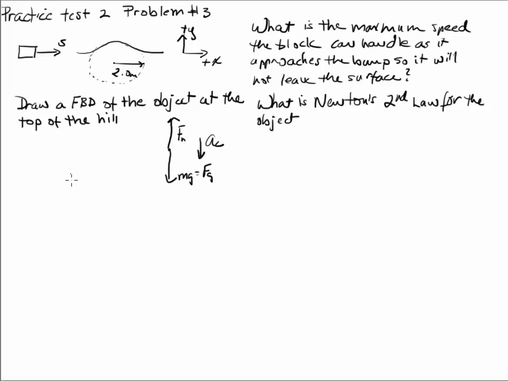What is Newton's second law for the object? We have that the sum of forces is mass times acceleration. So we have normal force pointed in the positive y direction, a gravitational force pointed in the minus y direction, and the centripetal acceleration times the mass pointed also in the minus y direction.